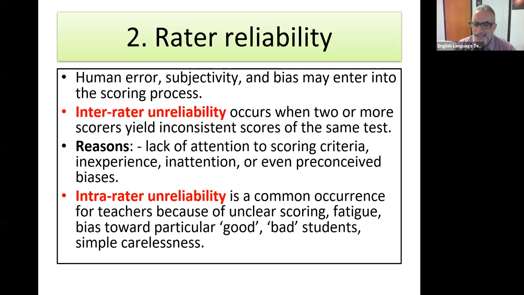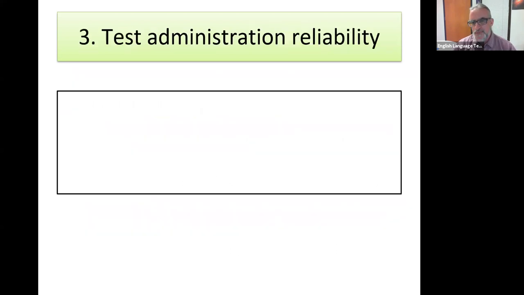And then intra-rater reliability is usually with one teacher. Usually there's only one teacher in the classroom, only one person scoring the test, right? But if you've got 20 essays to score, sometimes the teacher gets tired, has some bias, or that one student that you don't like and he doesn't like you, but the essay is really good, and so then what are you gonna do? So those things, the rater itself causes some unreliability.